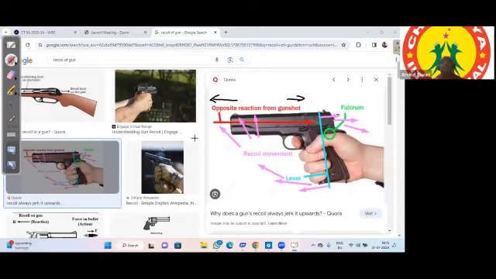It cannot happen that the barrel will not move back. The barrel will move back because of the conservation of momentum. So you can be asked, why does a gun recoil?